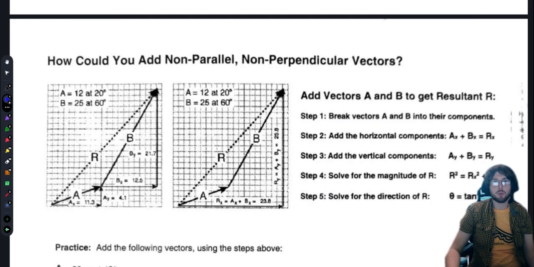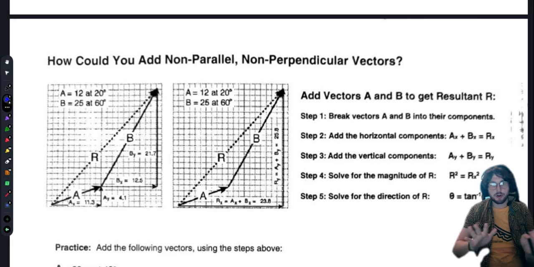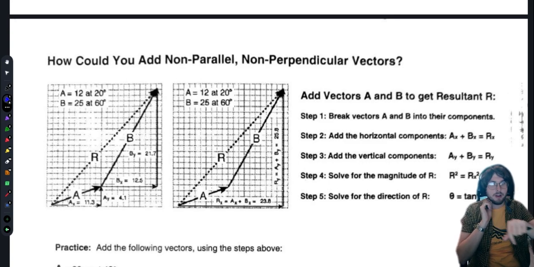Hi, welcome to this video where I'm going to show you how to add probably the most inconvenient situation you could land in physics regarding vectors. It's how to add non-parallel, non-perpendicular vectors. Everything else regarding vectors is generally pretty straightforward. You either can just add them directly to each other, or you can use the so-called Pythagorean theorem to add them by just using a squared plus b squared equals c squared.